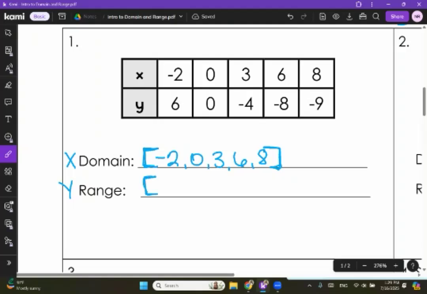And for the range, this one's listed from greatest to least, so I have to make sure, double check, -9, -8, -4, 0, 6. Don't get too excited. This is not the complicated part of domain and range.